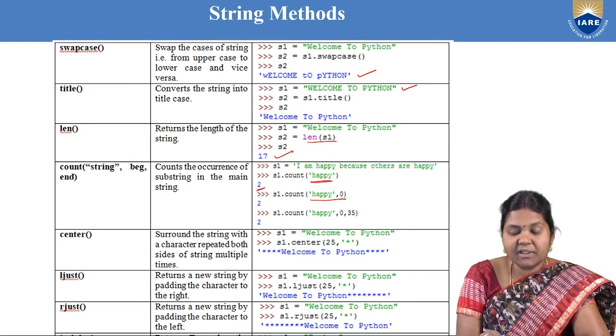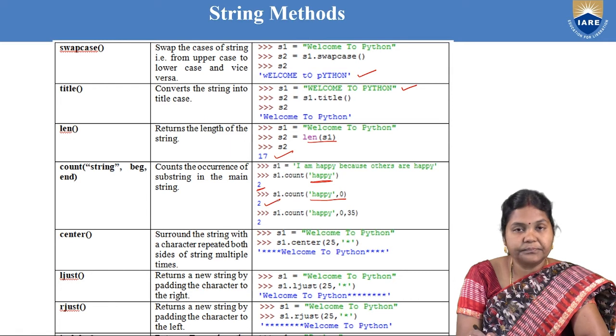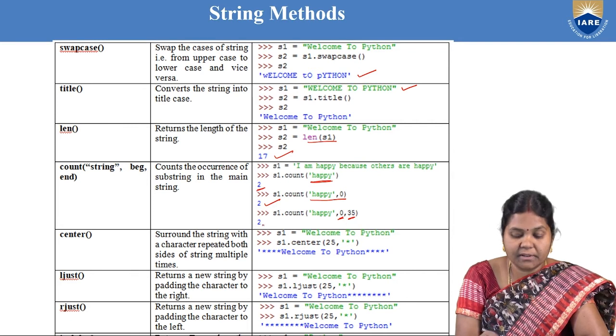If you want to check the substring happy, how many times happy is present, it returns you the count 2. You can also mention the starting index or ending index position along with the string. So happy from starting index 0: happy is checked from starting index 0 and it will find out how many times it is present. So it is 2 again. Similarly, if you write 0, 35, in this range, how many times is happy present? It is present 2 times. So the beginning index and ending index are optional. If you want, you can mention them.